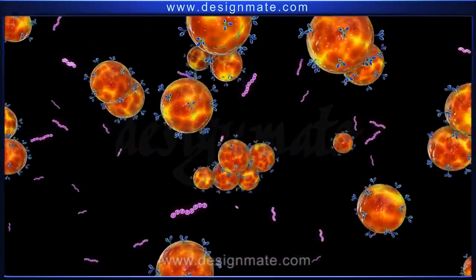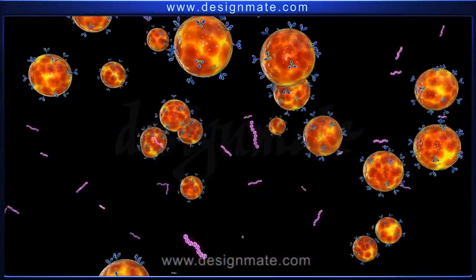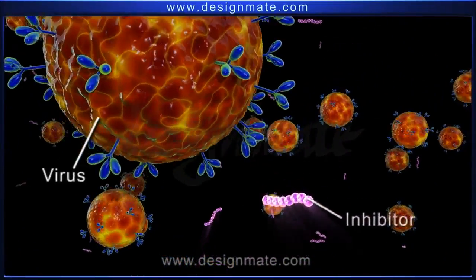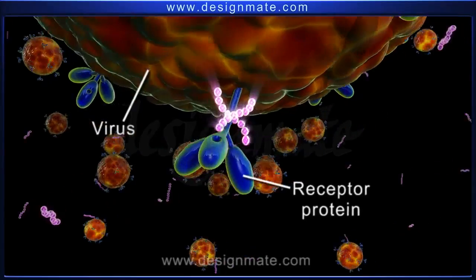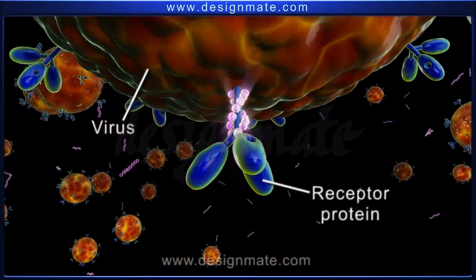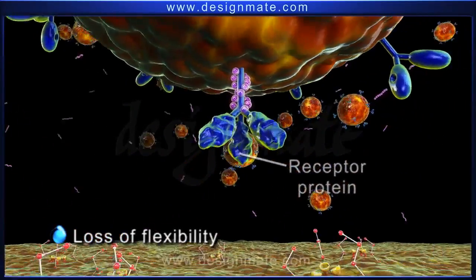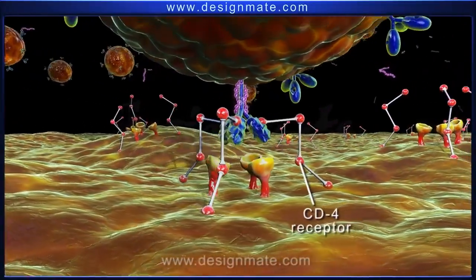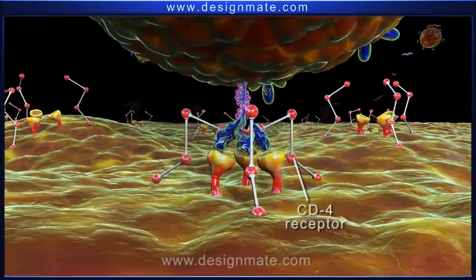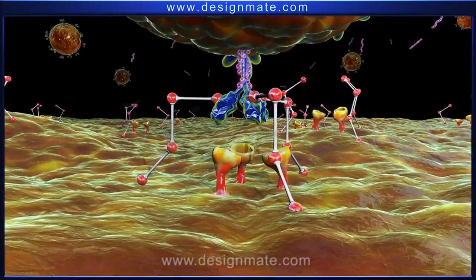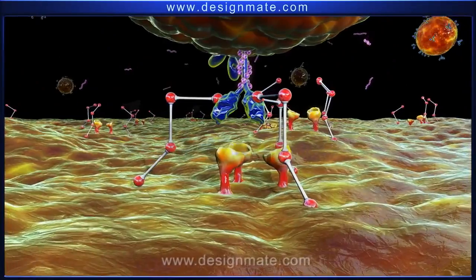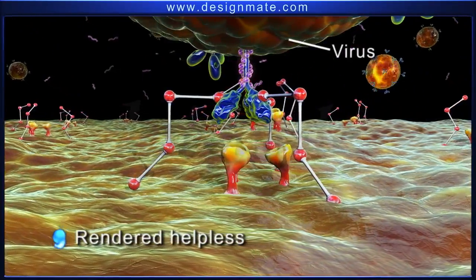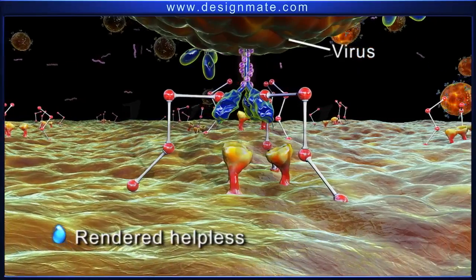Recent medical advances have developed certain fusion inhibitors which are helpful in restricting the virus from spreading. These inhibitors attach themselves onto the surface proteins of the HIV and cause a conformational change and a loss of flexibility. Due to this, the CD4 receptors fail to align these surface proteins. As a result, the virus is unable to enter the Th cell. Thus, the virus is rendered helpless, thereby arresting further damage caused by the HIV.